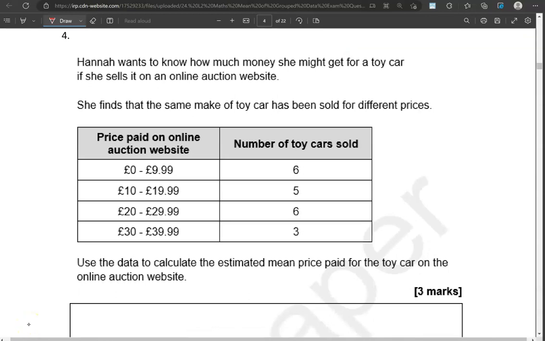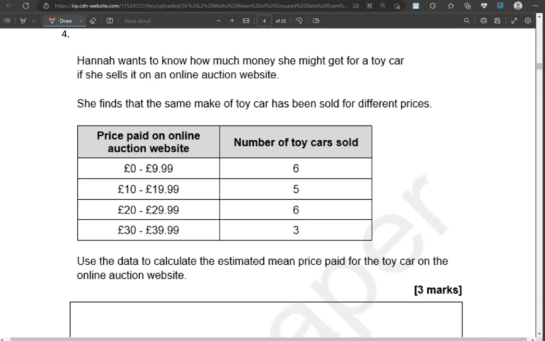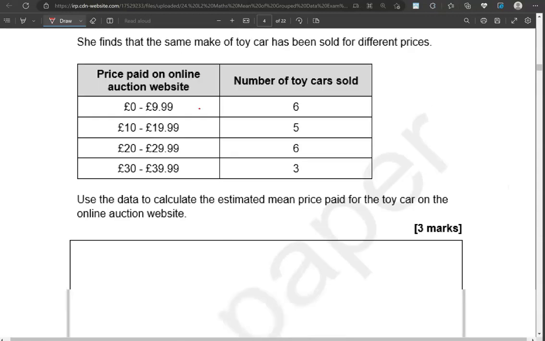Hannah wants to know how much money she might get for a toy car if she sells it on an online auction website. She finds that the same make of toy car has been sold for different prices. Use the data to calculate the estimated mean price paid for the toy car on the online auction website. So we'll find the midpoints between these groups.